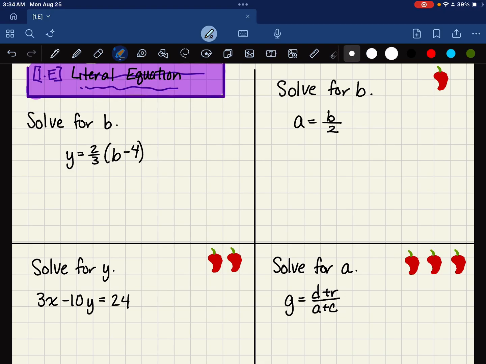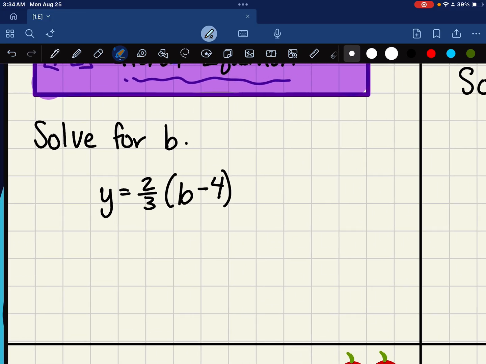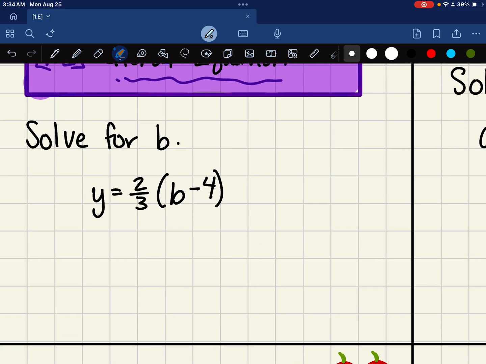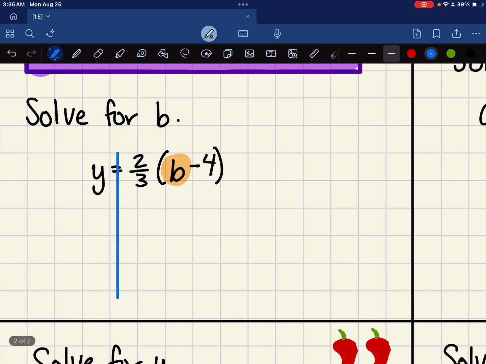So what I tend to do with literal equations is I actually kind of highlight the variable I'm trying to get by itself. So here in the teacher example, it says to solve for b. So I'm highlighting b with a color just to help myself to see what I need to do. All right, so as always, I draw my little river here, and that helps me to remember what inverse operations I need to use.